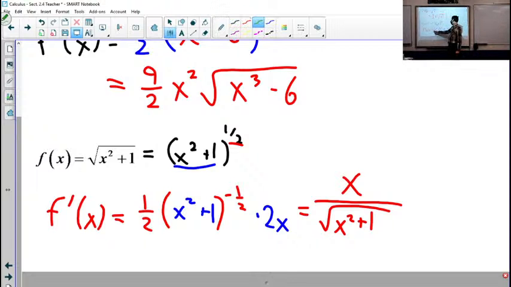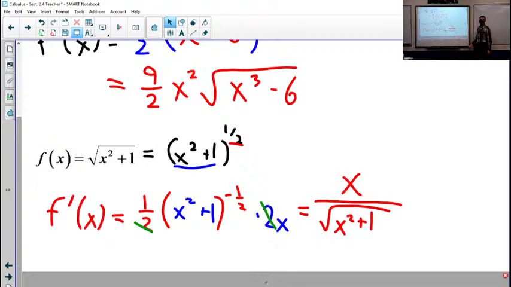So 1/2 times x squared plus 1 to the negative 1/2 times derivative of the inside part. Derivative of x squared is 2x, and then derivative of 1 is 0. So what I did to simplify here is that I have a 1/2 here and a 2 on top here, so I cancel them out. The x is on top, and the negative exponent tells me it moves to the bottom, and the 1/2 tells me square root.